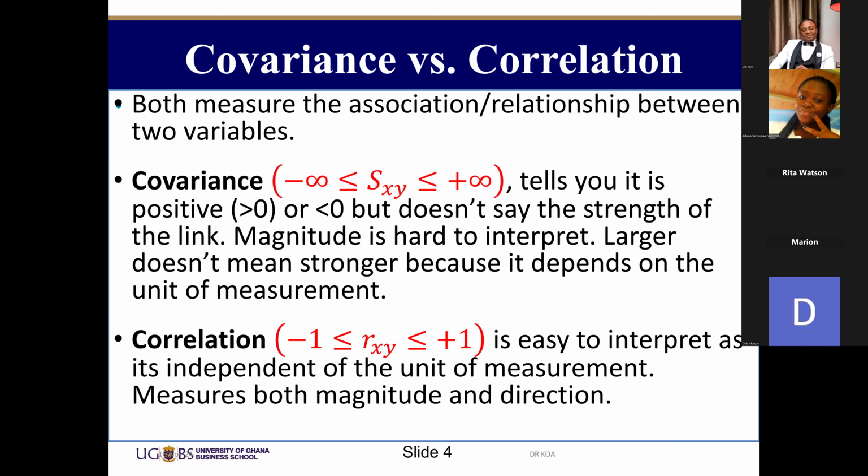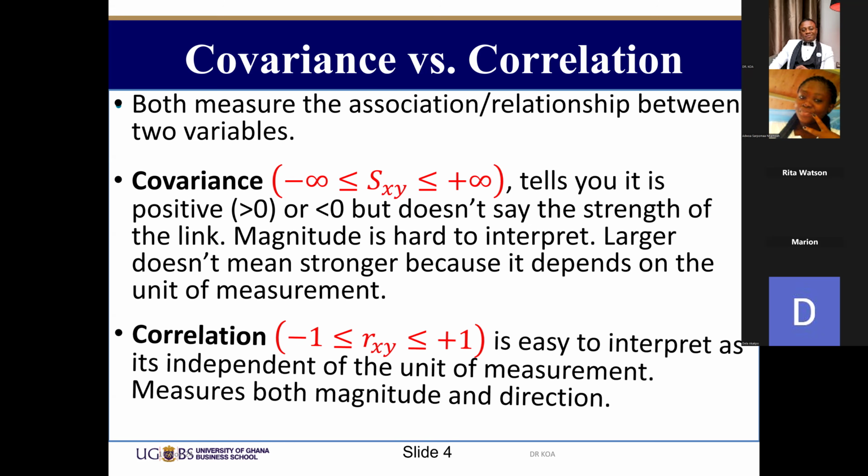So the correlation coefficient is more important than the covariance because you can easily interpret it. It tells you about the magnitude and the direction at the same time. You will know that higher is actually stronger, and that is the magnitude. The direction is either negative or positive, which covariance also does. But the correlation coefficient also tells you the strength and the extent of the relationship.